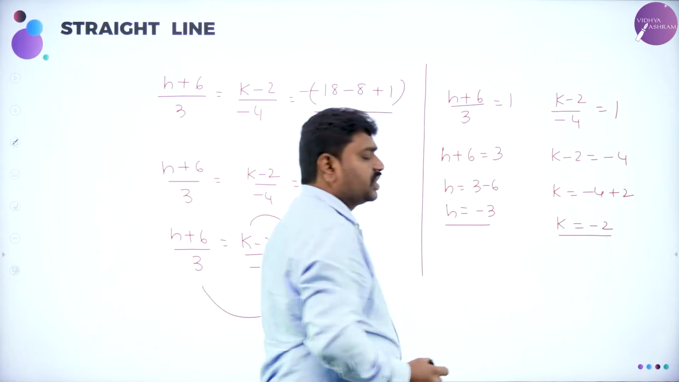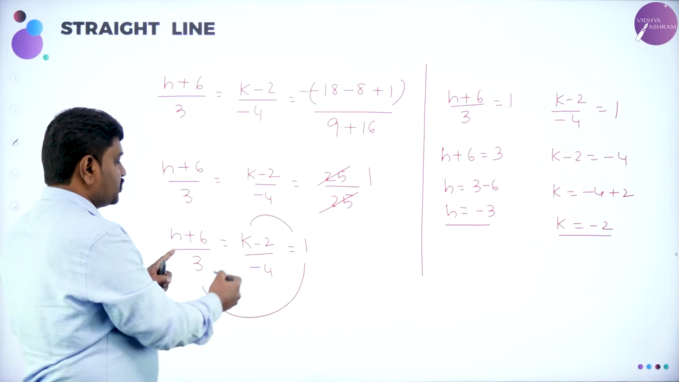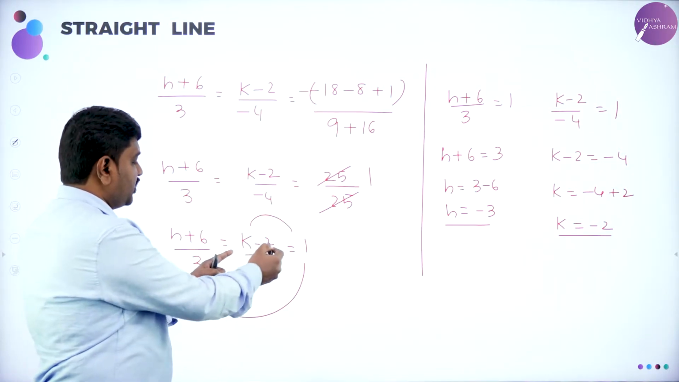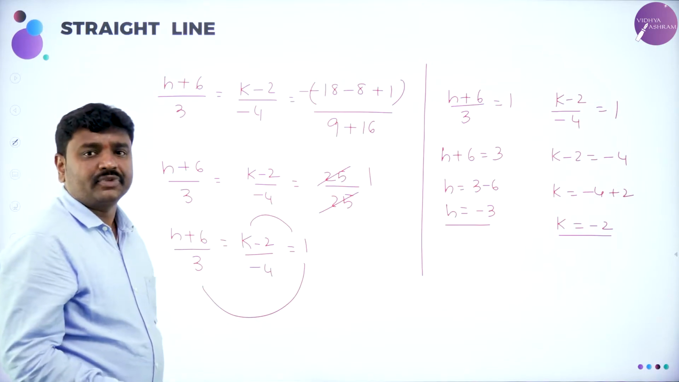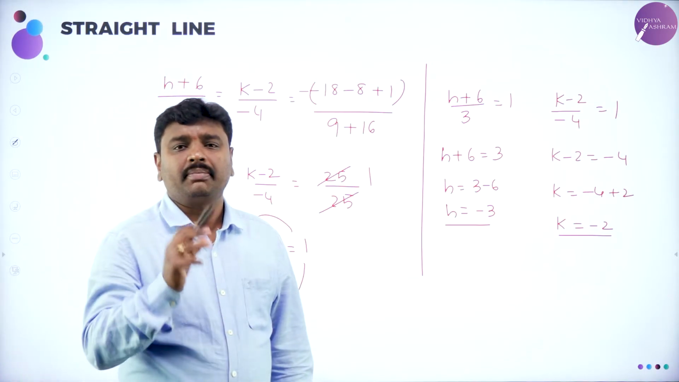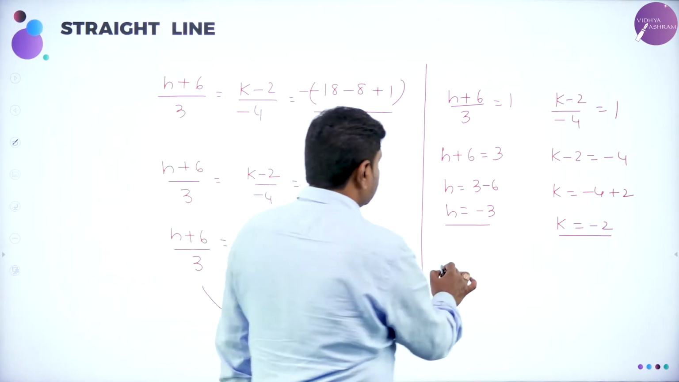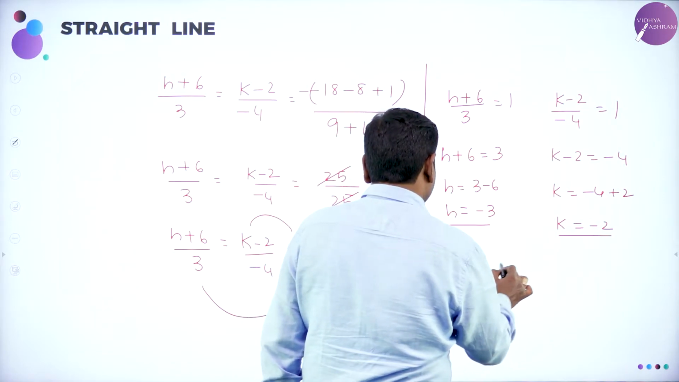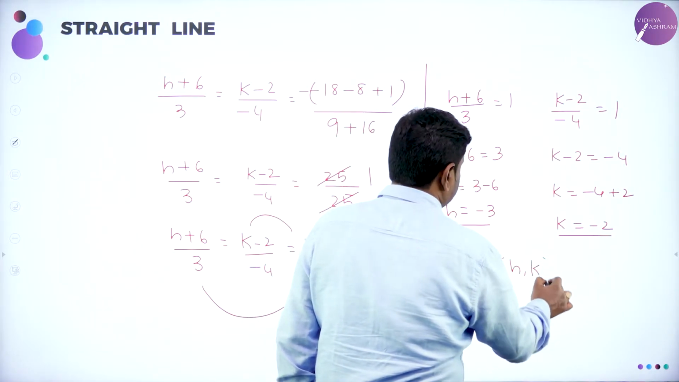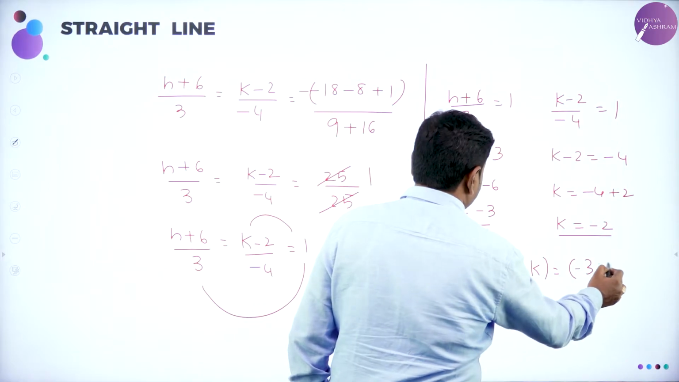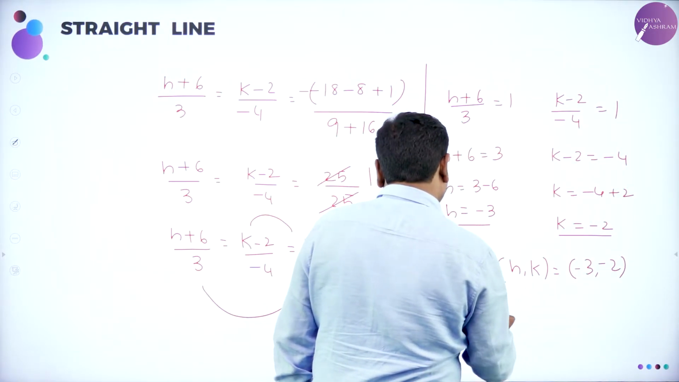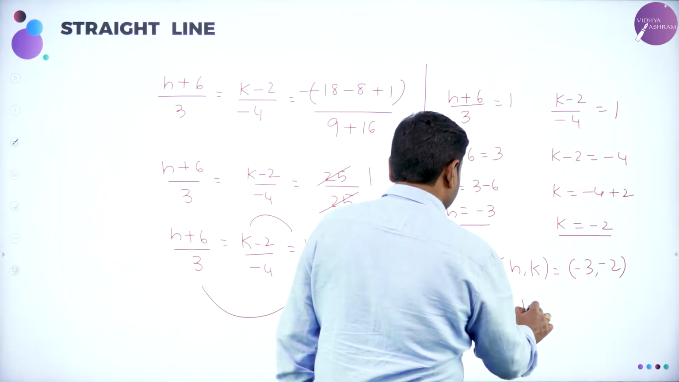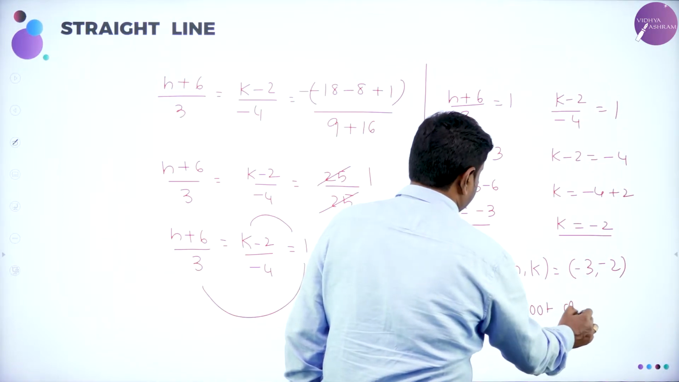So now we got h and k. When I equate h plus 6 by 3 to 1, I'll get h. k minus 2 by minus 4 to 1, I'll get k. So now we got h comma k. Club it, that is the foot of perpendicular. Therefore, F is equal to h comma k, and h is how much? Minus 3, k is minus 2, is the foot of perpendicular.